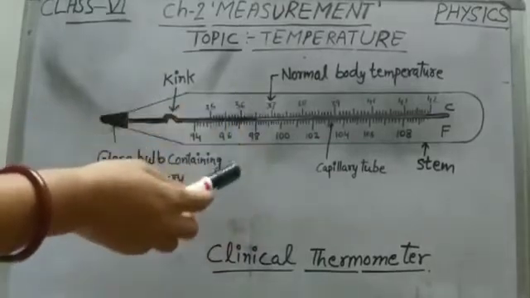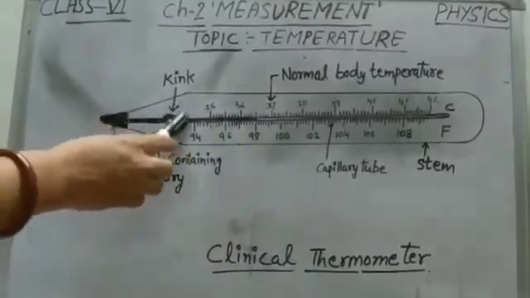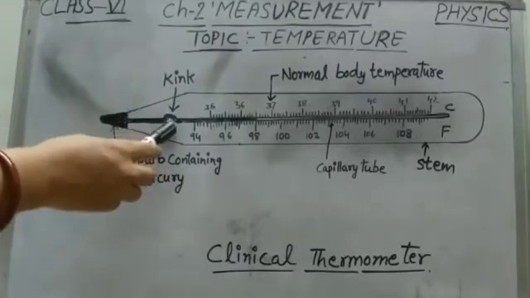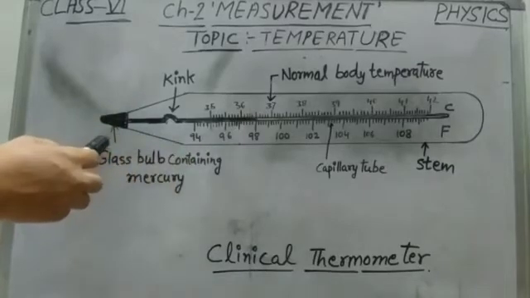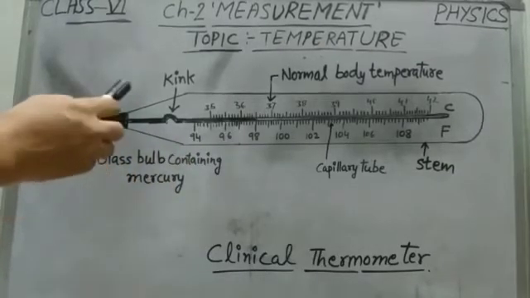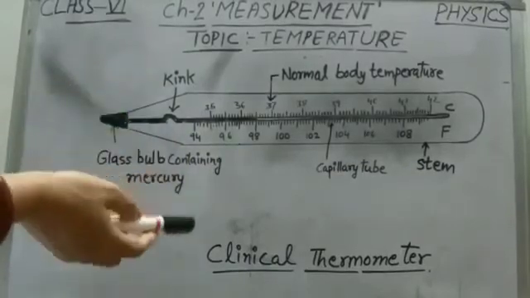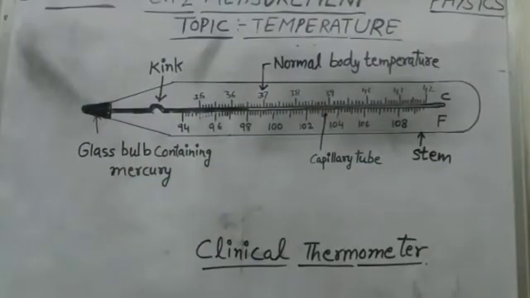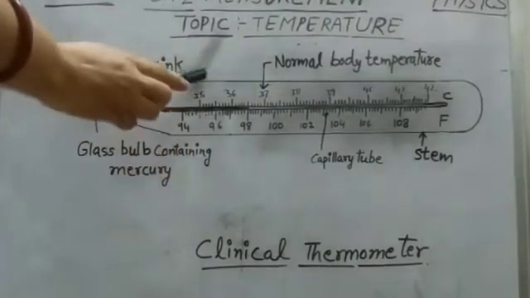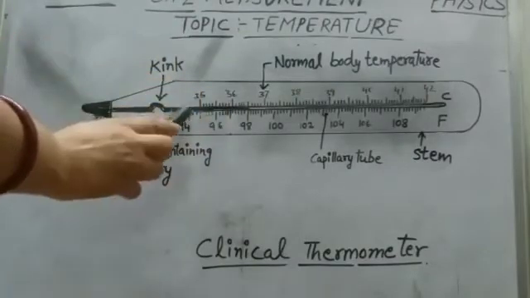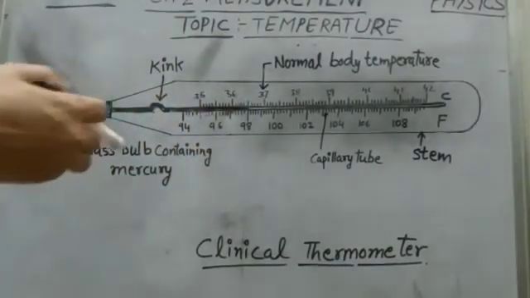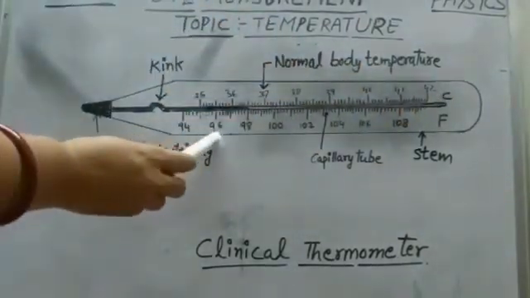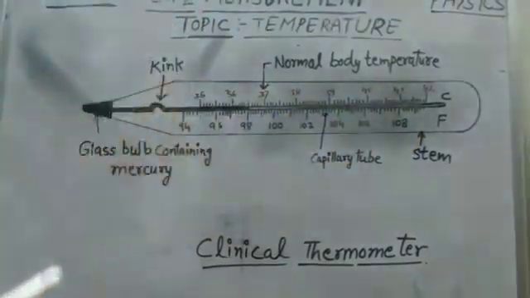All clinical thermometers have a kink. This kink prevents the mercury from flowing back into the bulb when the thermometer is taken out of the patient's mouth, so that the temperature can be noted conveniently. There are temperature scales on either side of the mercury thread, one in Celsius scale and the other in Fahrenheit scale.